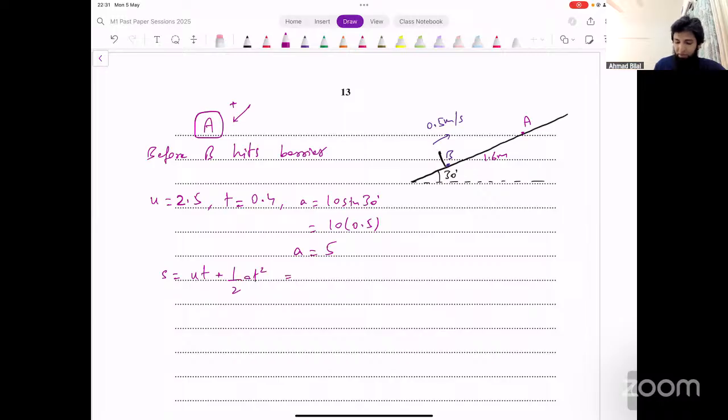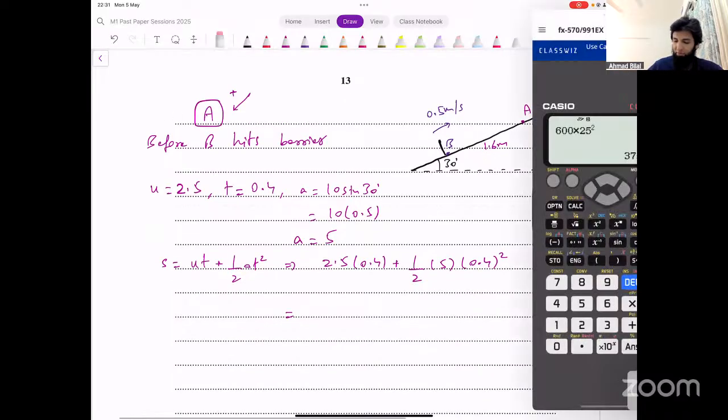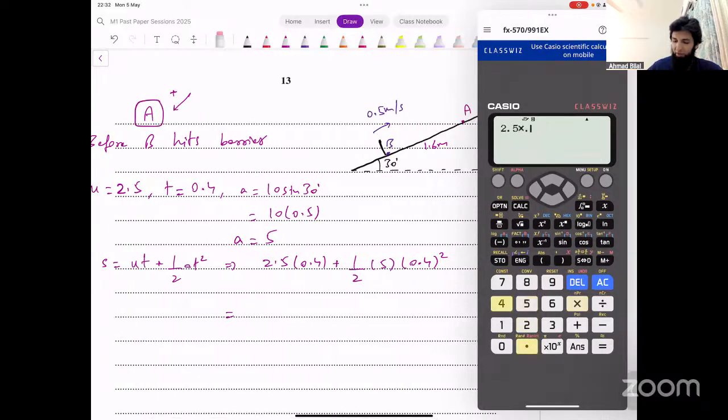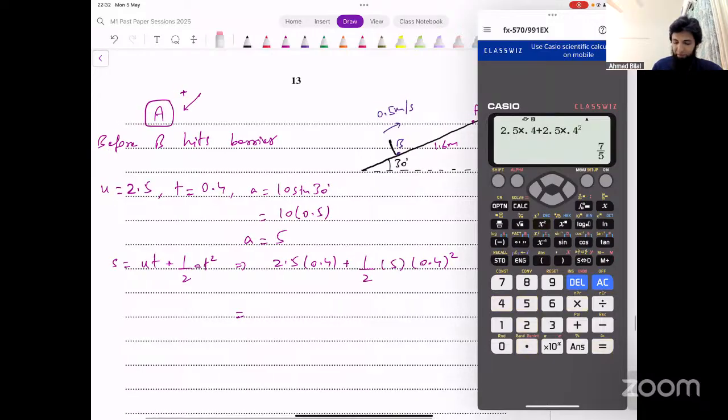What do we get from this? U is 2.5 into t, that is 0.4, plus 1 over 2 into A, that is 5, into t squared, that's 0.4 squared. And that will give us some value for displacement. So we would know where exactly A would be after those 0.4 seconds. 2.5 into 0.4 plus 2.5 into 0.4 squared. And that's giving me 7 over 5, that's 1.4 meters.